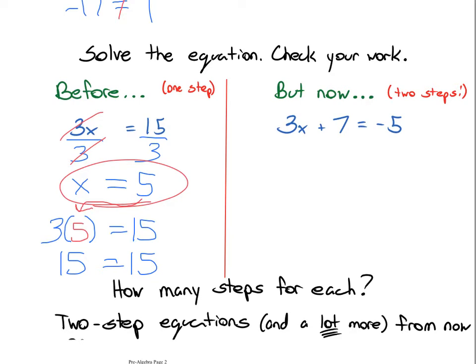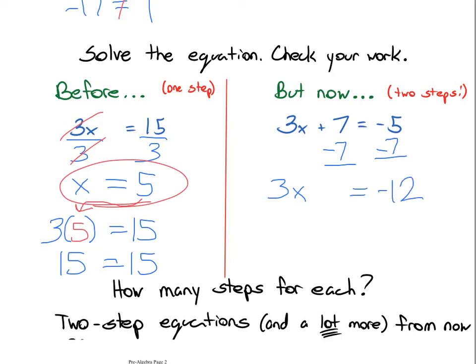Well, I'll tell you. Do we get rid of the 3 or the 7 first? What do you think? We get rid of the 7 first, and I'll explain why in just a moment. Yeah. And of course it's plus 7 to start with, so therefore to get rid of it we subtract 7. And to subtract 7, well, that would be 3x plus 0, 7 minus 7, is equal to negative 5 minus 7, which is negative 12. Careful with your mathematics here.